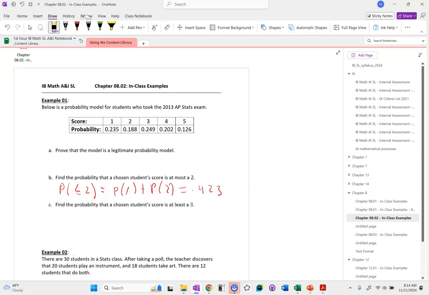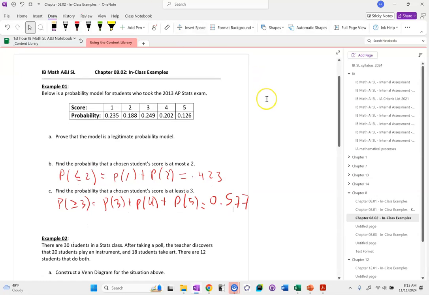Find the probability that a chosen student score is at least a 3. What does at least mean? Greater than or equal to. Again, mutually exclusive, so it's just the probability of 3 plus 4 plus 5. When I do that, it's 0.547. No, that's not right. 0.577. Just adding them up. Everybody cool?